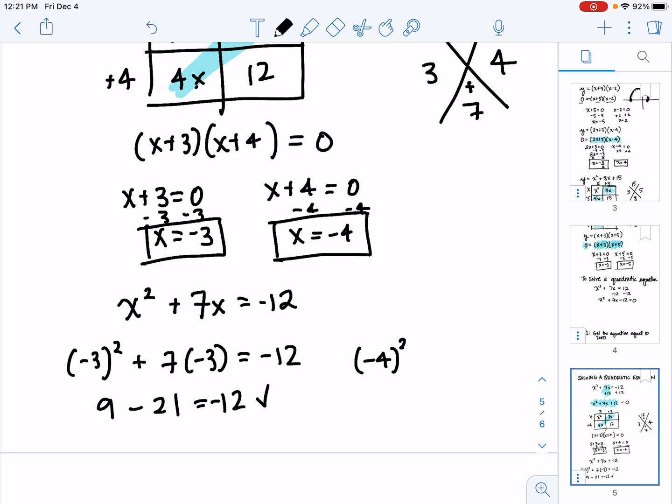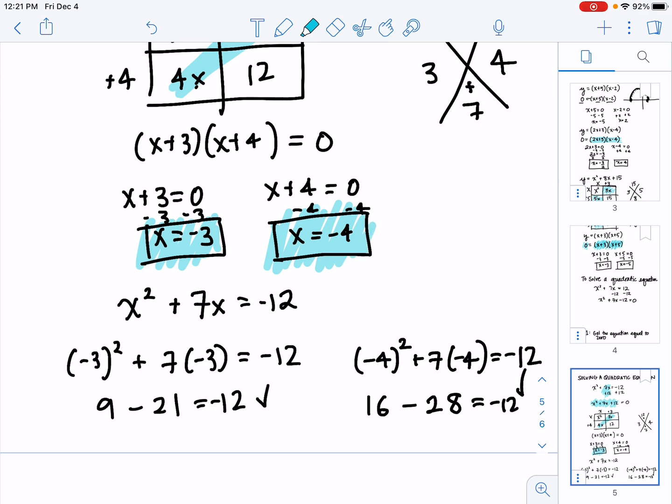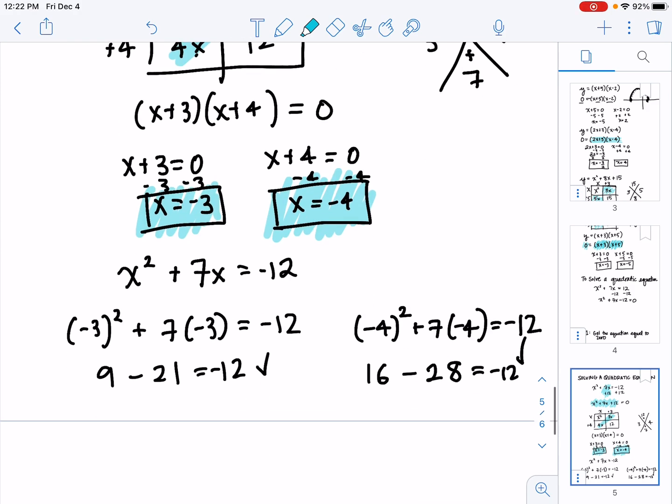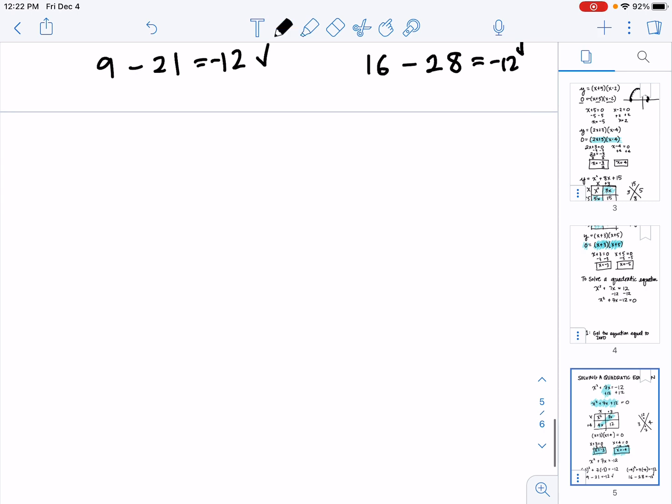The same thing will be true if we plug in negative 4. Negative 4 squared plus 7 times negative 4 should equal negative 12. Well, let's check it. Negative 4 squared is 16. 16 minus 28. It's true. It works. So, yes, negative 3 and negative 4 are the solutions to this equation. And it's helpful if you can think about it as a parabola. That can help.